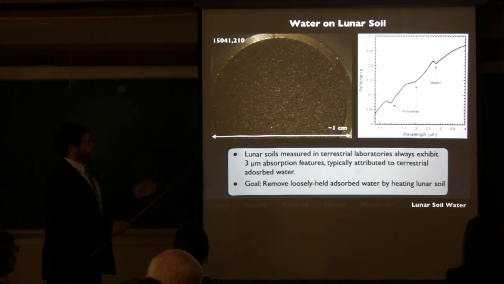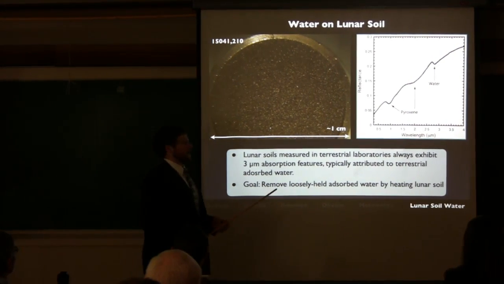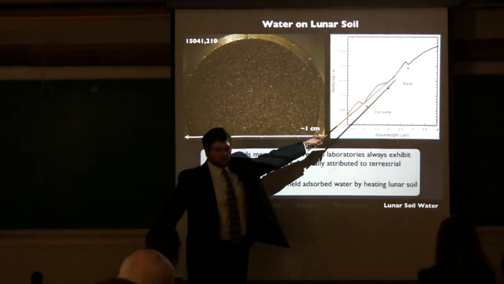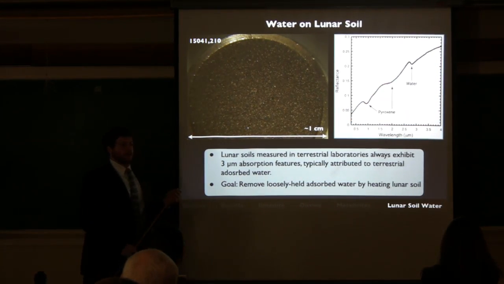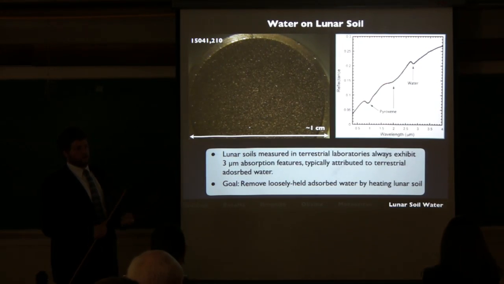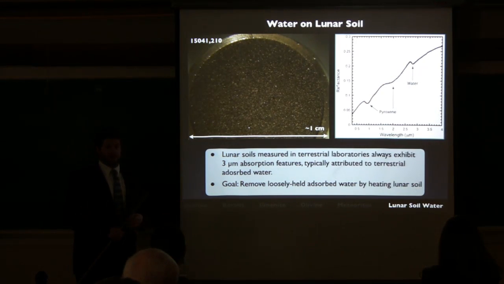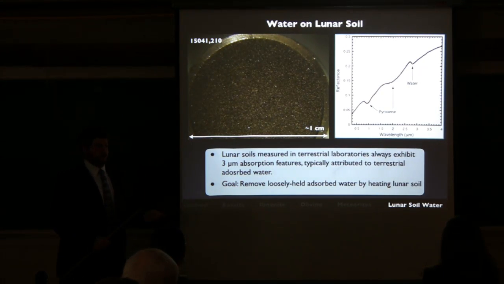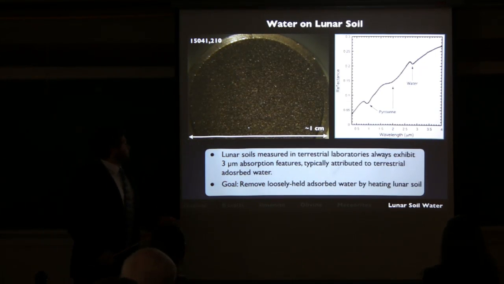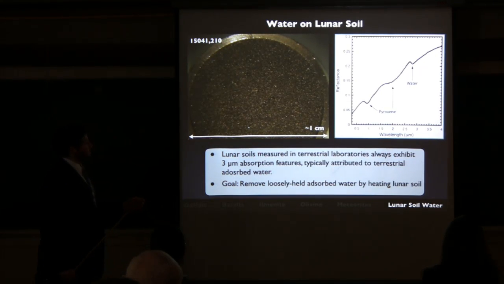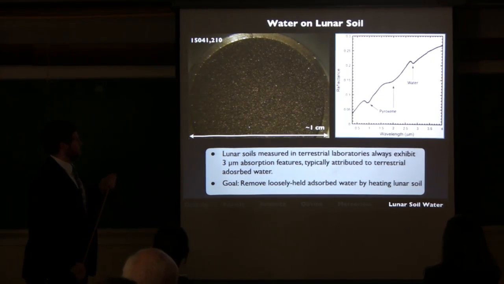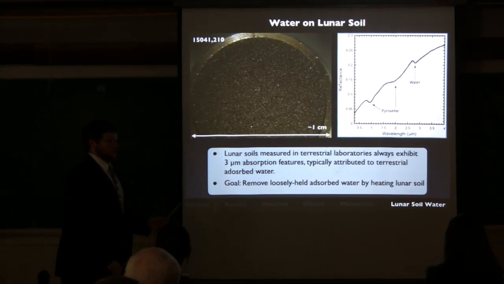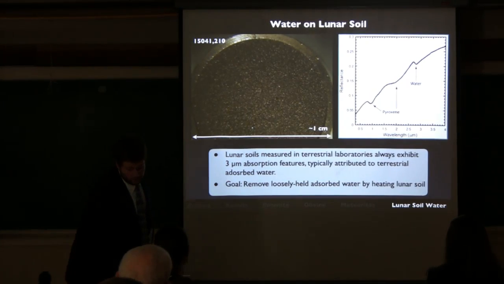One of the projects I was involved with several years ago, very soon after I arrived at Goddard, was this. When we measured lunar soils in the lab, they always seemed to have these weak absorption features here at 3 microns, which is diagnostic of water. We've always assumed that that's adsorbed terrestrial atmosphere. All these soils are dry, the moon's dry, you expose them to the atmosphere, boom, water gets adsorbed and you can't get it off. But what we wanted to do is heat them up and see if it's just simply loosely adsorbed water, and if we could get spectra of these things without that component.